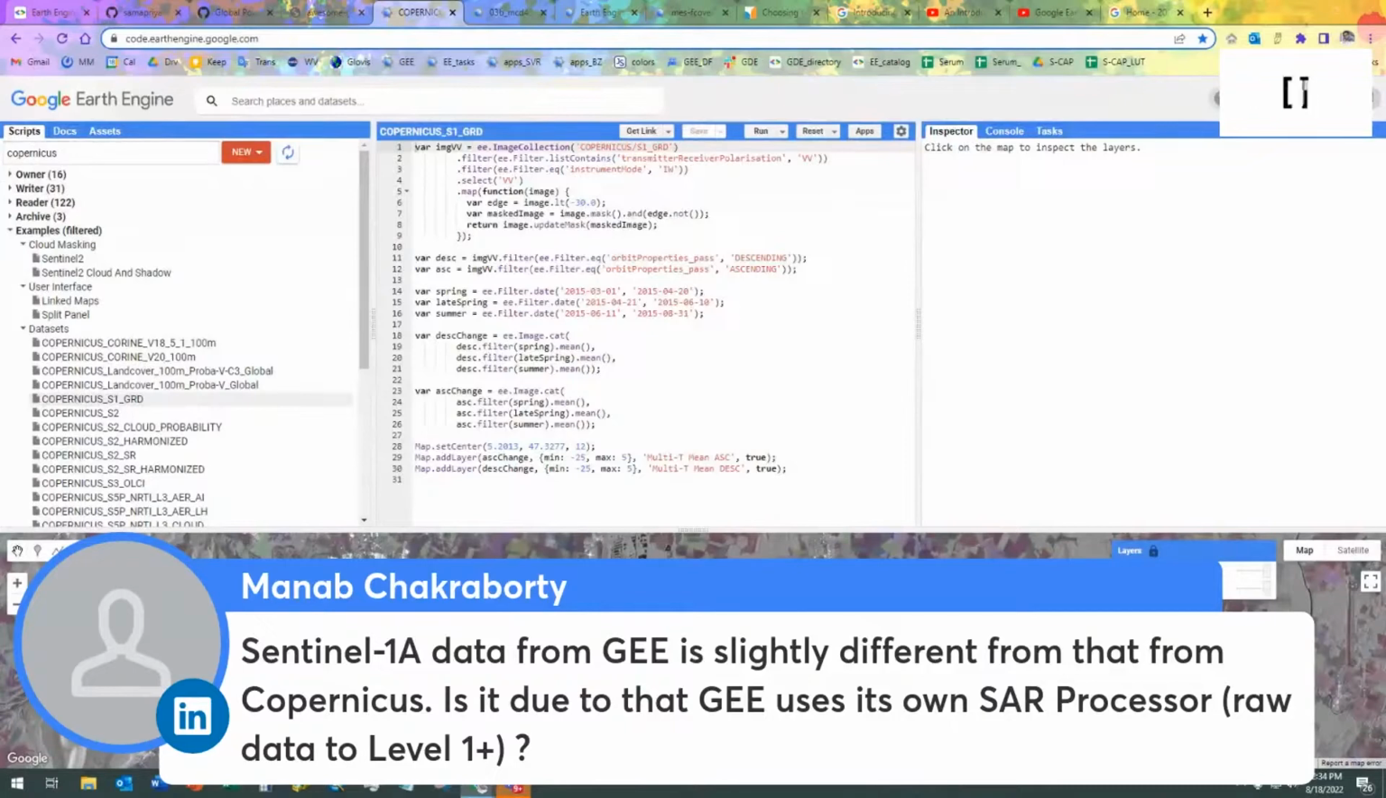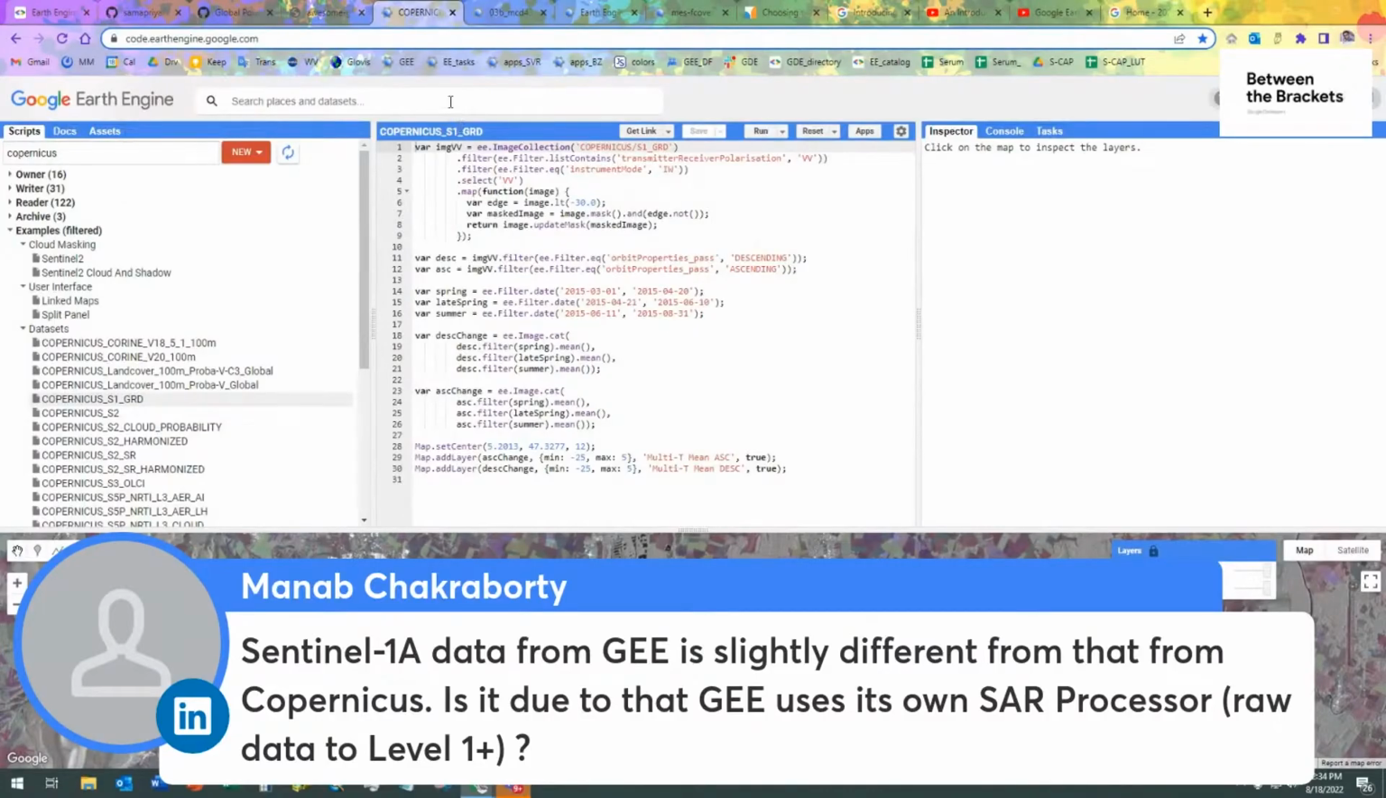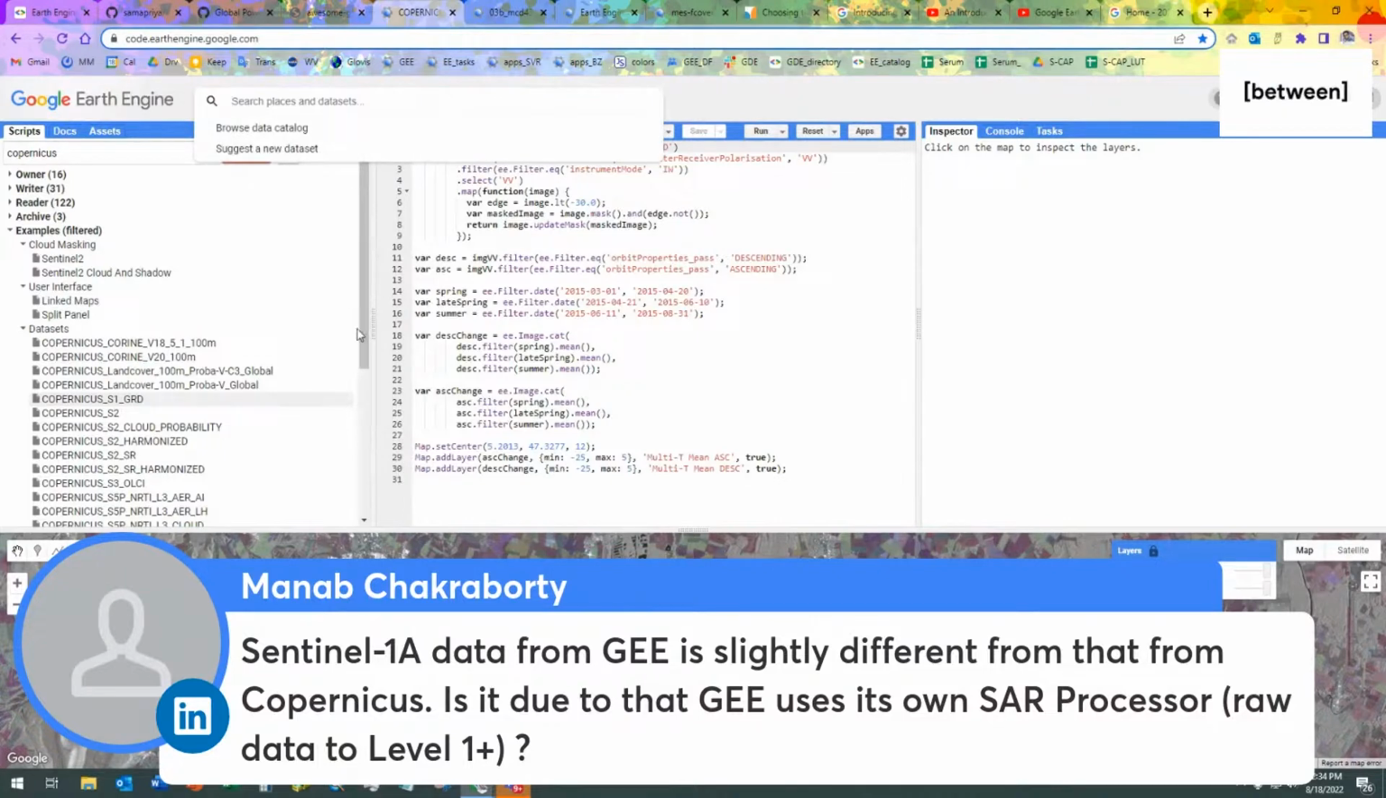So Sentinel-1 data from G is slightly different from that of Copernicus. Is it due to the fact that G uses its own SAR processor? I guess part of answering that question, I have just pulled up the example here.